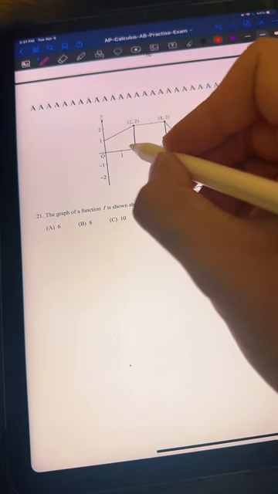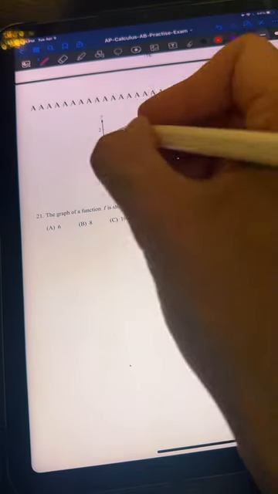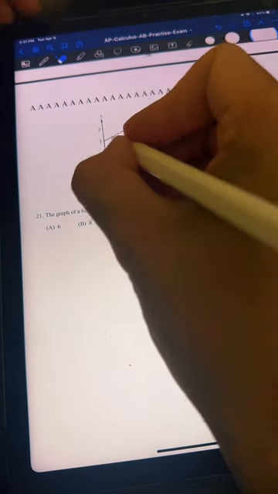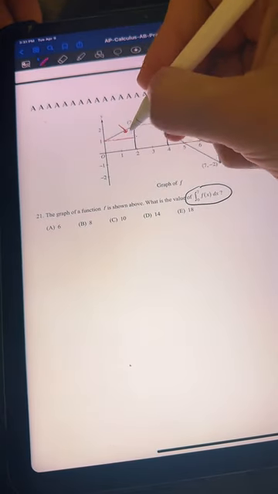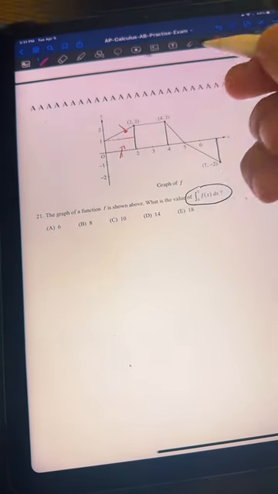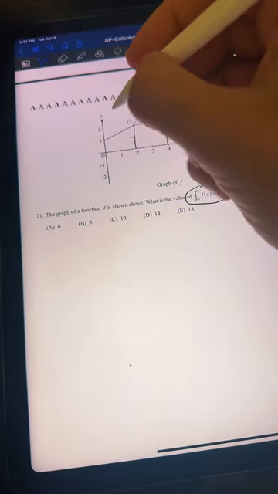Now, the reason why I'm doing this is because I want to find the area of this trapezoid here. Some people, if they don't memorize or don't remember the area of a trapezoid, you can definitely cut this up into basically a triangle up here and then a rectangle here. There's no issue with that. But I'm just going to do a trapezoid, okay?